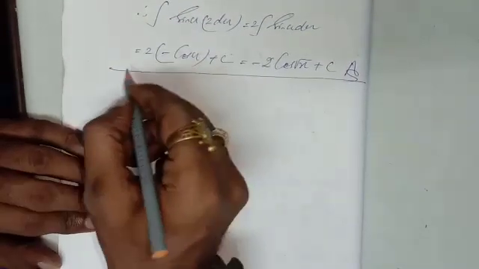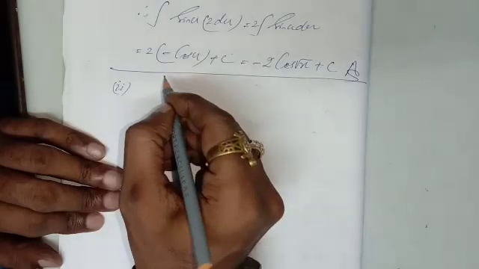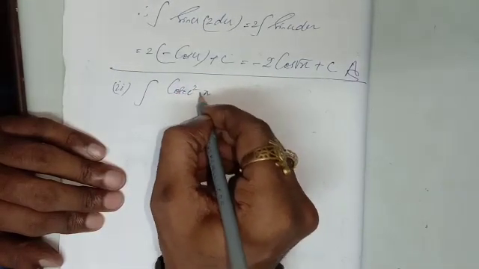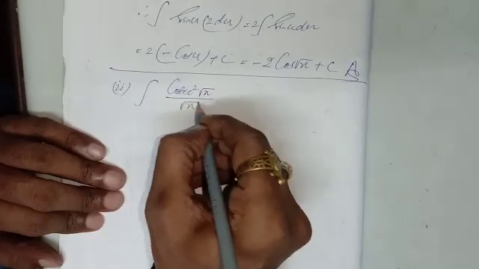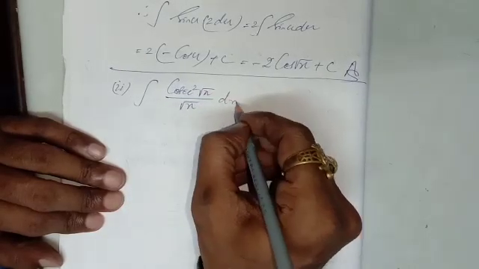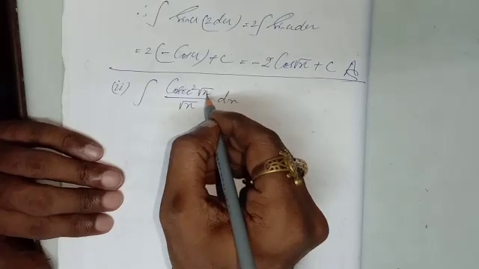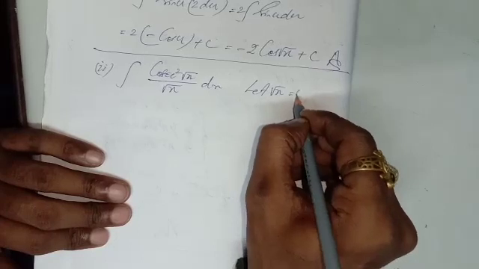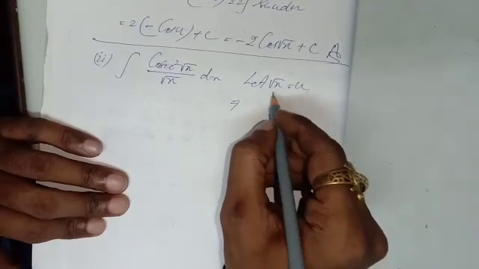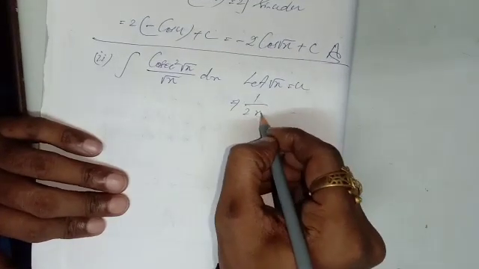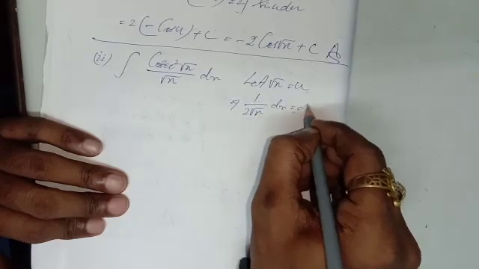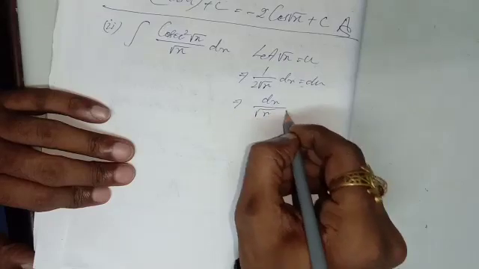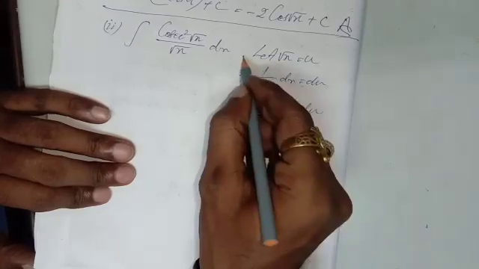Next I am going to number 2 second part. See the second part, question given integration cos square root x by root x dx. This root x, cos square root x, you have to take root x as u. Let root x as u. The derivative of root x is 1 by 2 root x dx is equal to du. That means dx by root x is equal to 2 du.